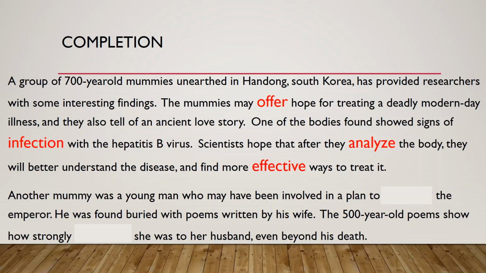Another mummy was a young man who may have been involved in a plan to murder the emperor. He was found buried with poems written by his wife. The 500-year-old poems show how strongly attached she was to her husband, even beyond death. Interesting. Okay.